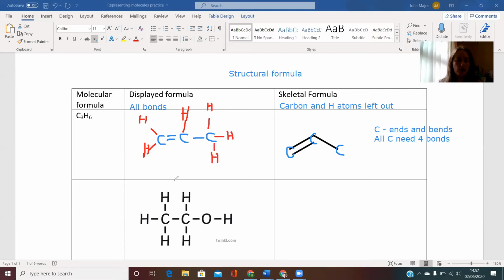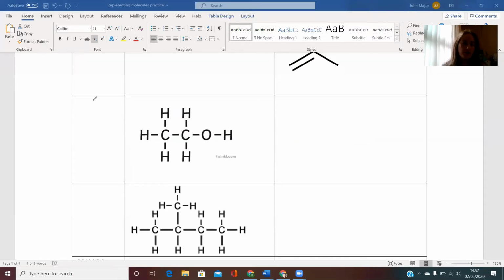That is called propene. Prop because it has 3 carbons, and ene because it is an alkene. Means it has a double bond. All right, so that's your very first skeletal formula converted to a displayed formula. Next one, we have to get both the molecular formula and the skeletal formula.